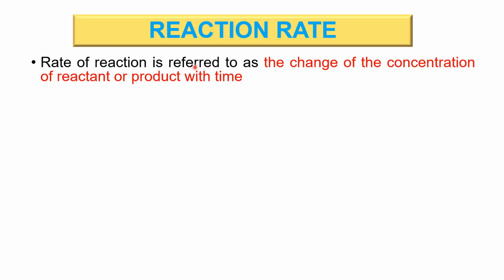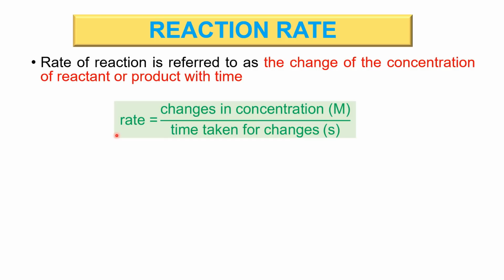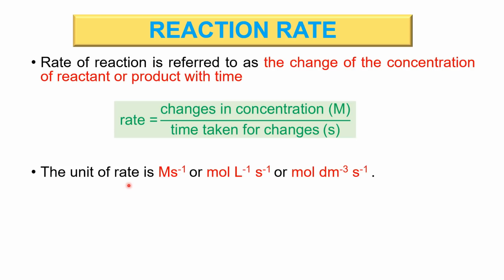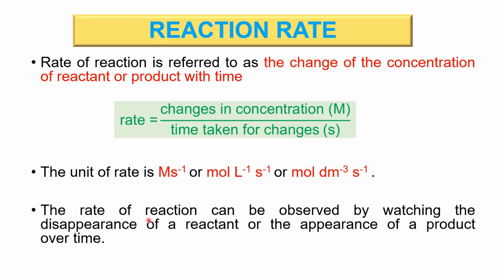Rate of reaction is referred to as the change of the concentration of reactant or product with time. The formula is rate equal to changes in concentration over time taken for changes. Changes in concentration, the unit is molar. Time taken for changes, the unit is second. Thus, the unit of rate is molar per second or mole per liter per second or mole per dm cube per second.